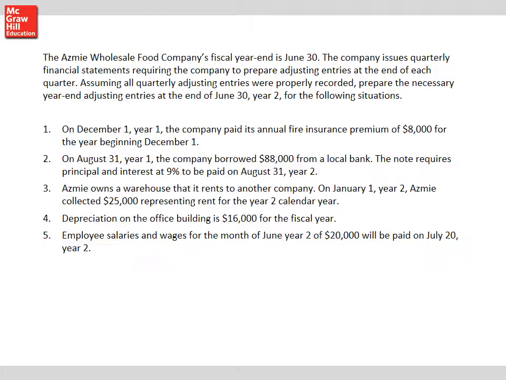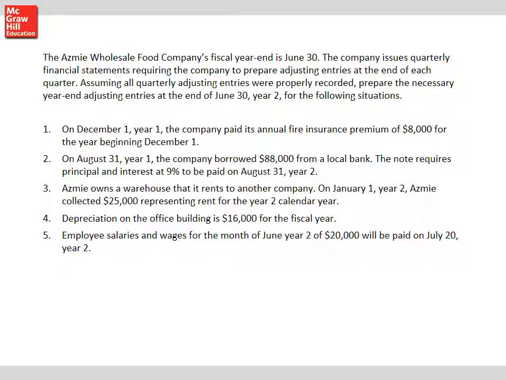In 211, this is one that you should print out. It is not in your book, exactly as you see it here. The ASME Wholesale Food Company fiscal year end is June 30th. The company issues quarterly financial statements requiring the company to prepare adjusting entries at the end of each quarter. And that is when we typically do adjusting journal entries.